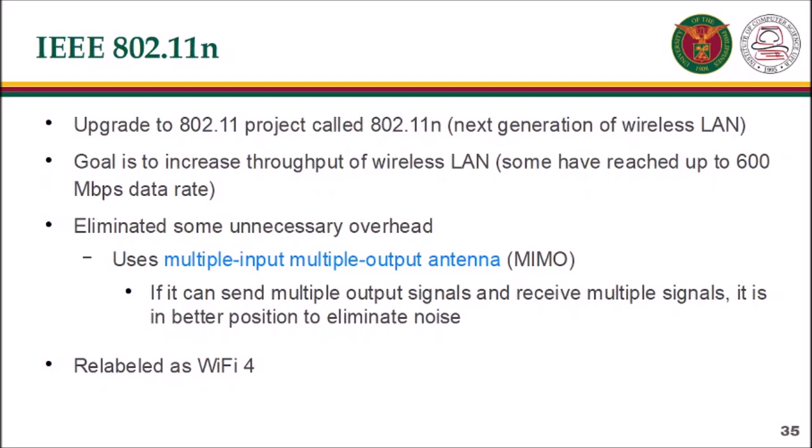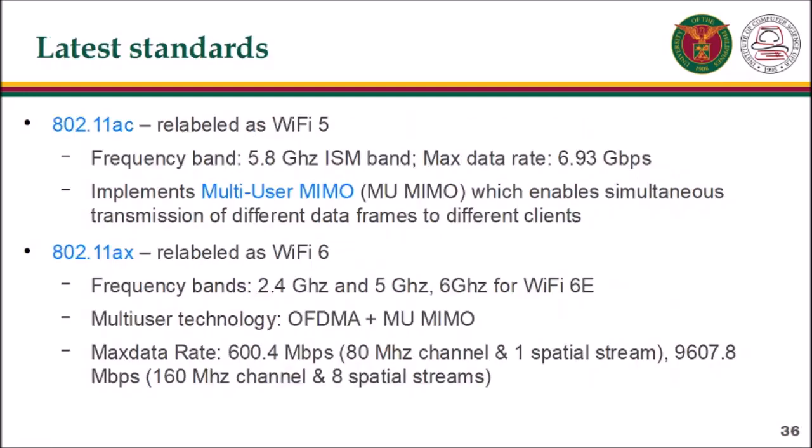It is now labeled as Wi-Fi 4. The latest standard today is the 802.11ac, relabeled as Wi-Fi 5, which has a frequency band of 5.8 GHz ISM band and a max data rate of 6.93 gigabits per second. It implements the multi-user MIMO, which enables simultaneous transmission of different data frames to different clients.